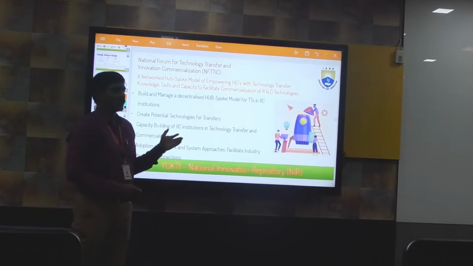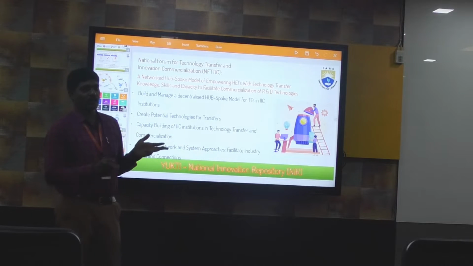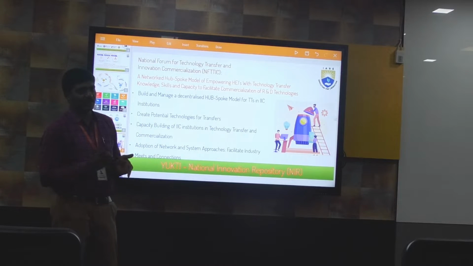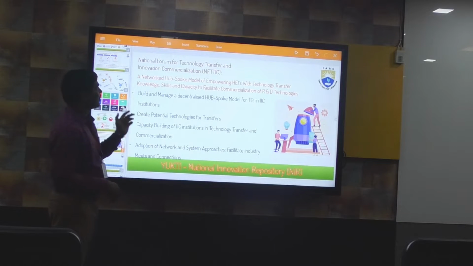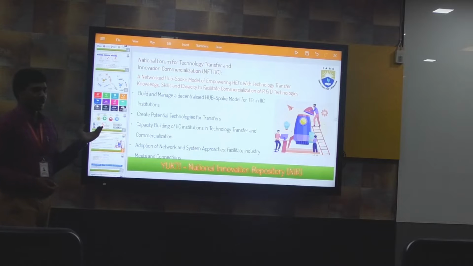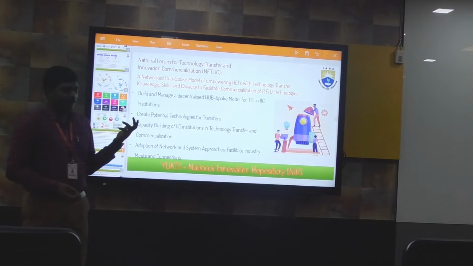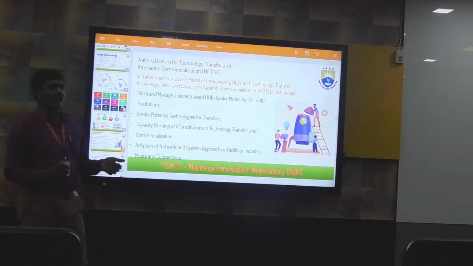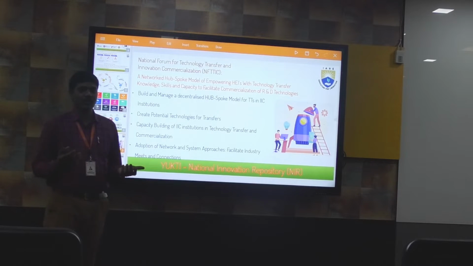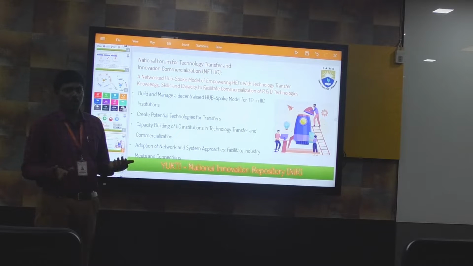So this is another forum, the third initiative. The first one is the National Innovation Repository, the second one is the National Innovation Challenge, and the third one is the National Forum for Technology Transfer and Innovation Commercialization. When you look at the institutions, so many institutions won't have any IPR cells, so there is no possibility of talking about it. So an institute can facilitate tech transfer as well as commercialization.